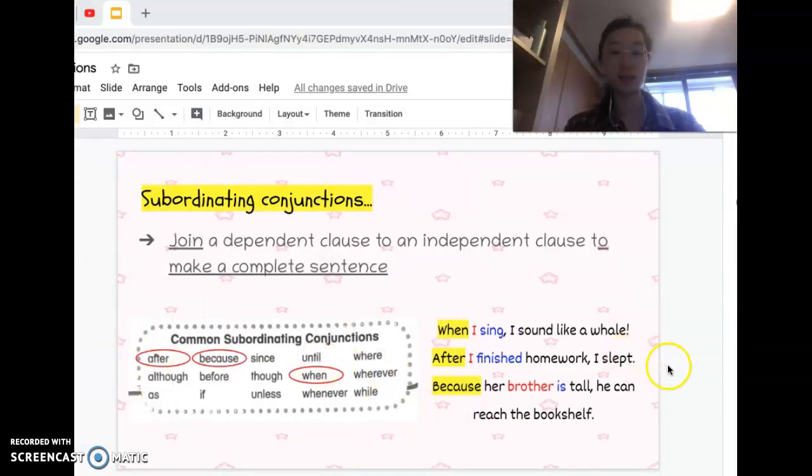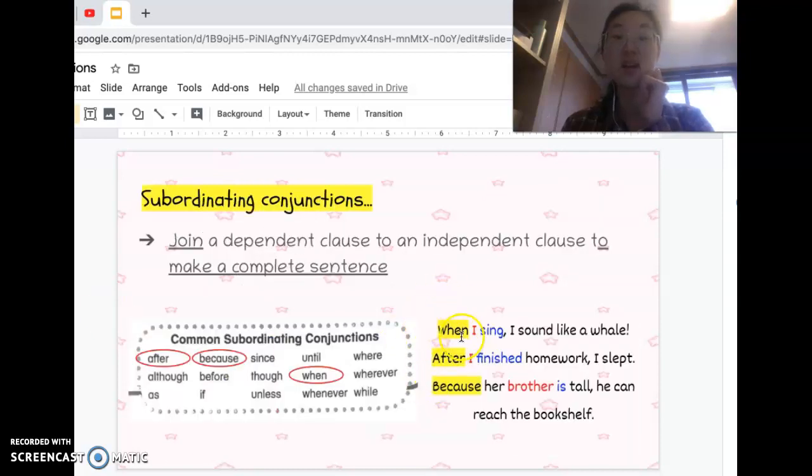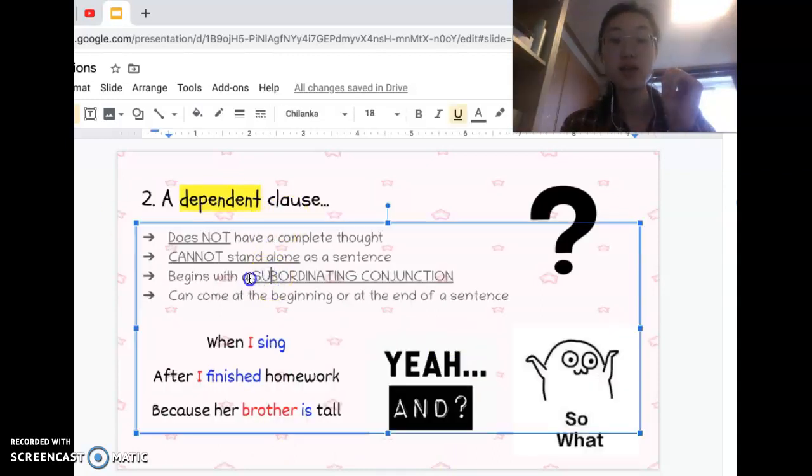Now, let's look at some examples. We're going to look at these dependent clauses. Tell me, which ones are the subordinating conjunctions? When I sing, it's when, yes. After I finish homework, after, right? Because your brother is tall, because. These are dependent clauses because they start with a subordinating conjunction, like we can see here.